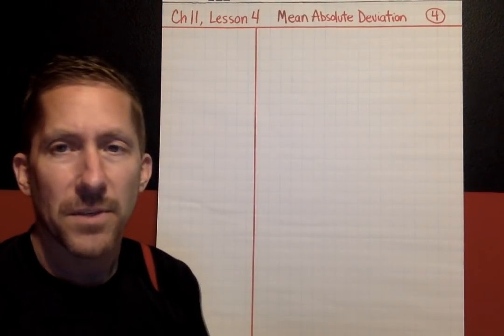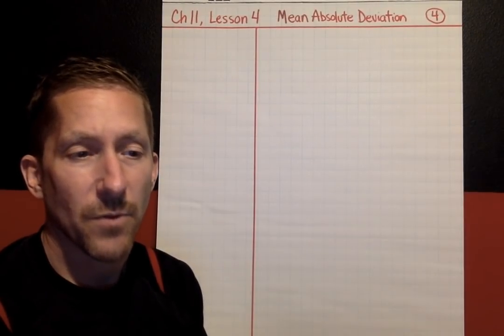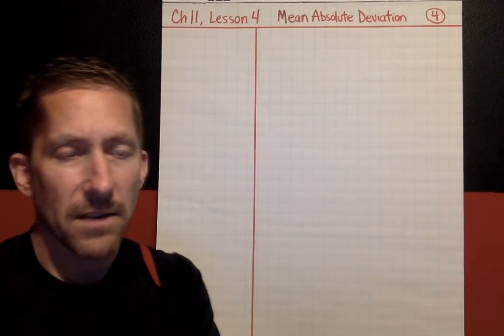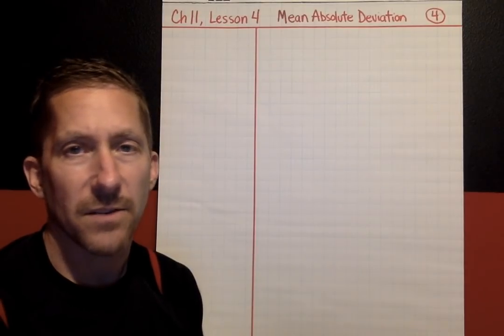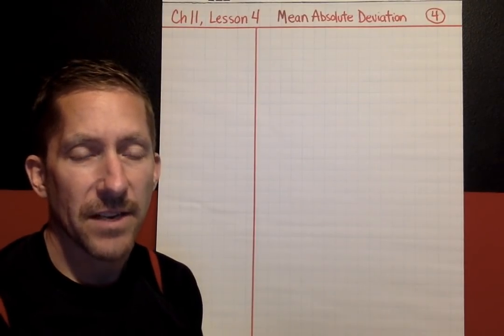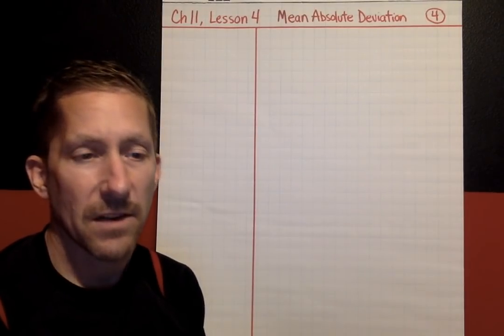I find that most sixth graders have never worked with mean absolute deviation before. It's really not that hard. The hardest thing about today's lesson is making calculator mistakes. You've got to be very careful. There's lots of numbers entering into your calculator, and if you make one mistake, it's going to be wrong.